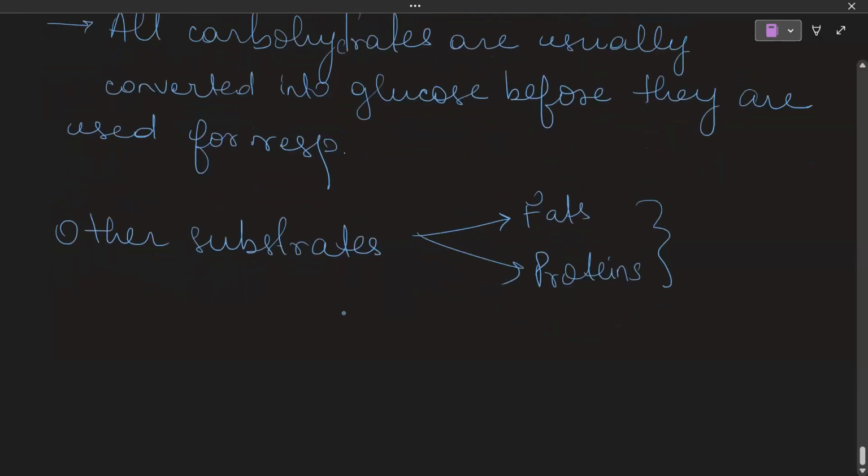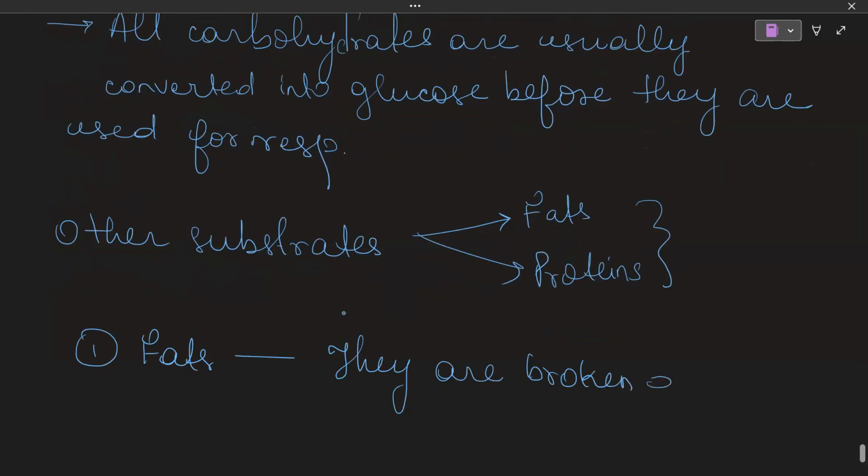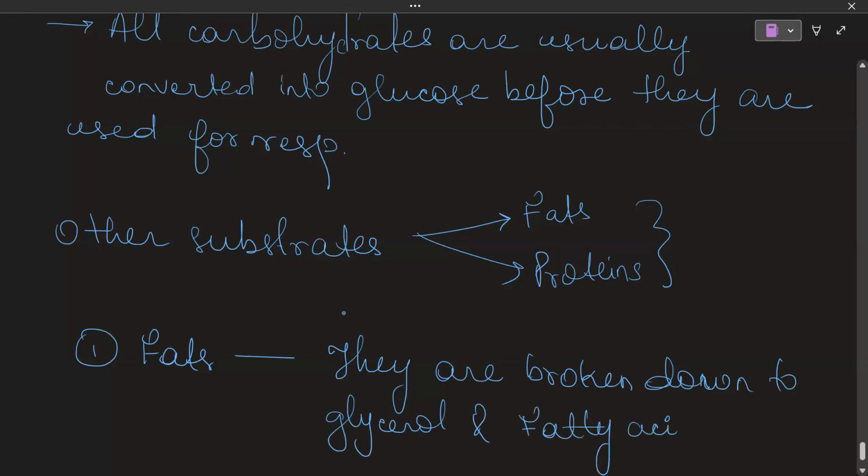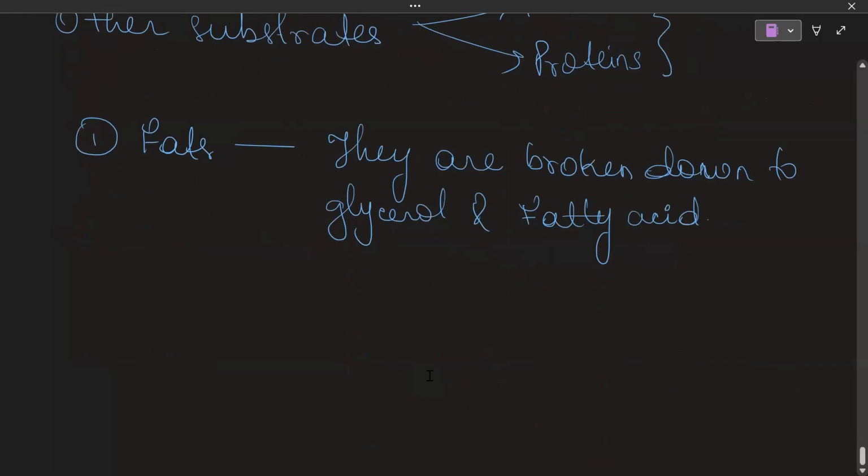Now, talking about the fats, the first one we talk about. What happens to the fats is that they are broken down into glycerol and fatty acids, because fats are made up of glycerol and fatty acids. So when you break down the fat molecule, you will get glycerol and fatty acid.